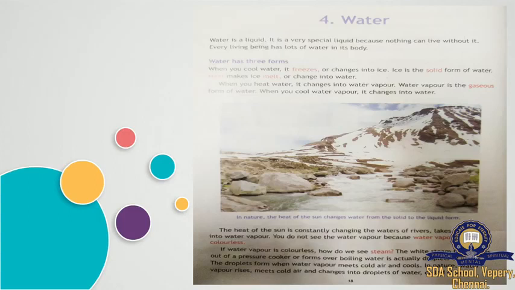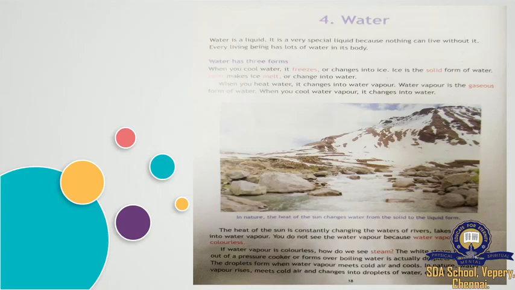When you cool water vapor, what happens? It changes into water. Look at the picture. In nature, the heat of the sun changes water from the solid form to the liquid form. The ice is being melted due to the heat of the sun. The solid form is changed into liquid form.